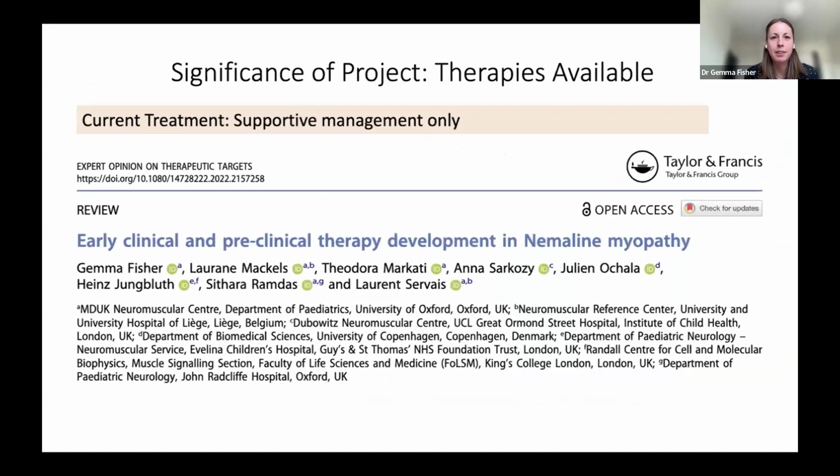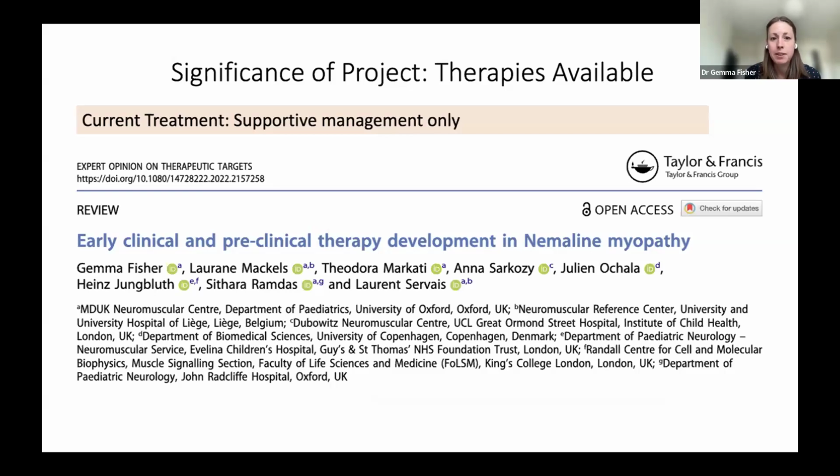So then jumping to the treatment options, the current treatment options are really supportive for Nemaline myopathy, and the supportive management is key. It has a massive impact on patients' lives, but it doesn't change the disease course that much, and that's a real need.